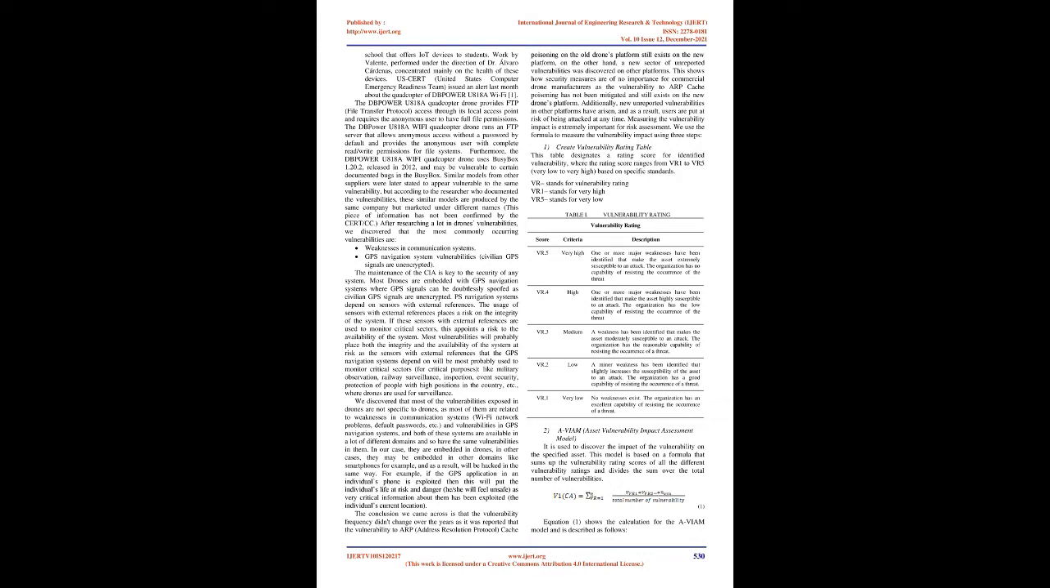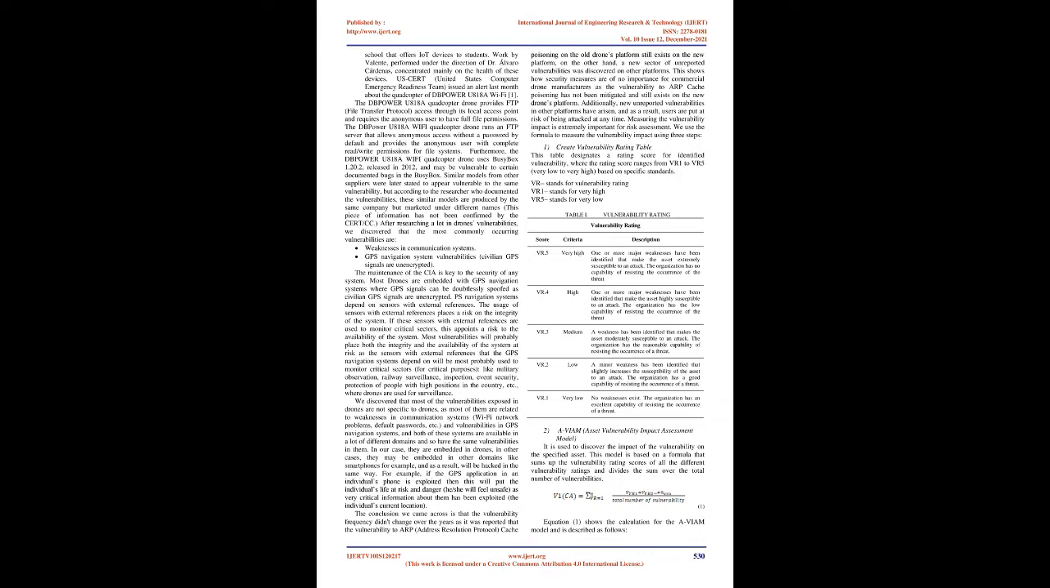We discovered that most of the vulnerabilities exposed in drones are not specific to drones, as most of them are related to weaknesses in communication systems, Wi-Fi network problems, default passwords, etc., and vulnerabilities in GPS navigation systems, and both of these systems are available in a lot of different domains and so have the same vulnerabilities in them. In our case, they are embedded in drones. In other cases, they may be embedded in other domains like smartphones, for example, and as a result, will be hacked in the same way. For example, if the GPS application in an individual's phone is exploited, then this will put the individual's life at risk and danger. He or she will feel unsafe, as very critical information about them has been exploited, the individual's current location.